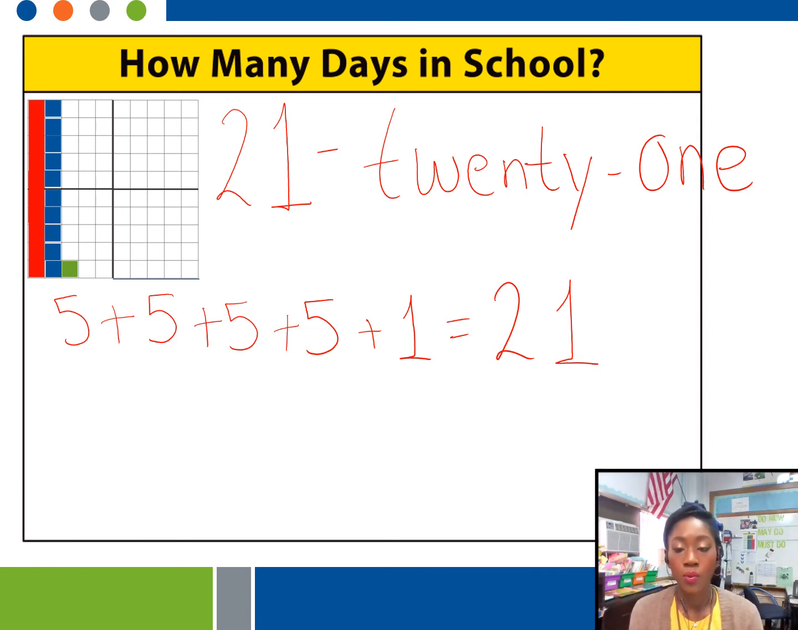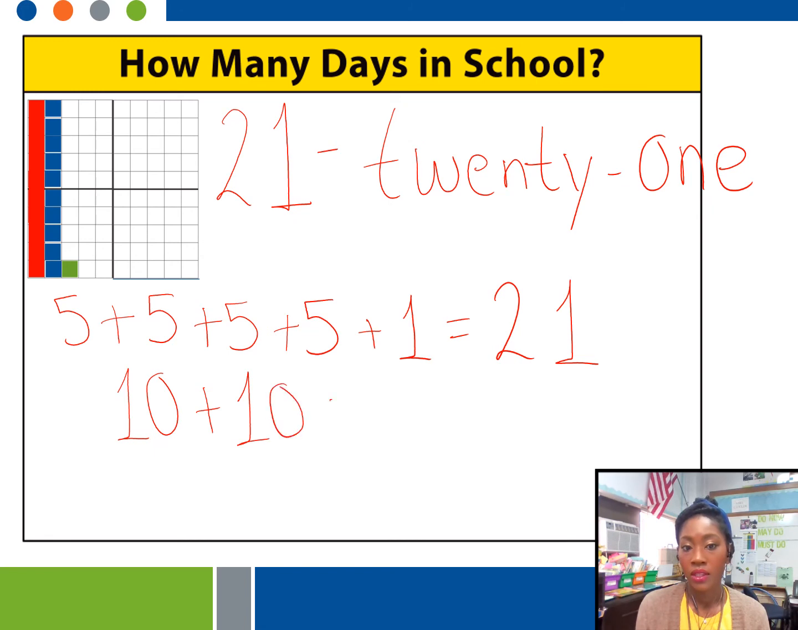And let's go ahead and write one more equation to represent our picture here. We have a group of 10. This whole column is 10. Plus, the blue column is a group of 10. And there's only one 1 over there. And we know 10, 20, count on, 21. So these are our two equations that represent our grid. Let's keep going. We're not done yet.